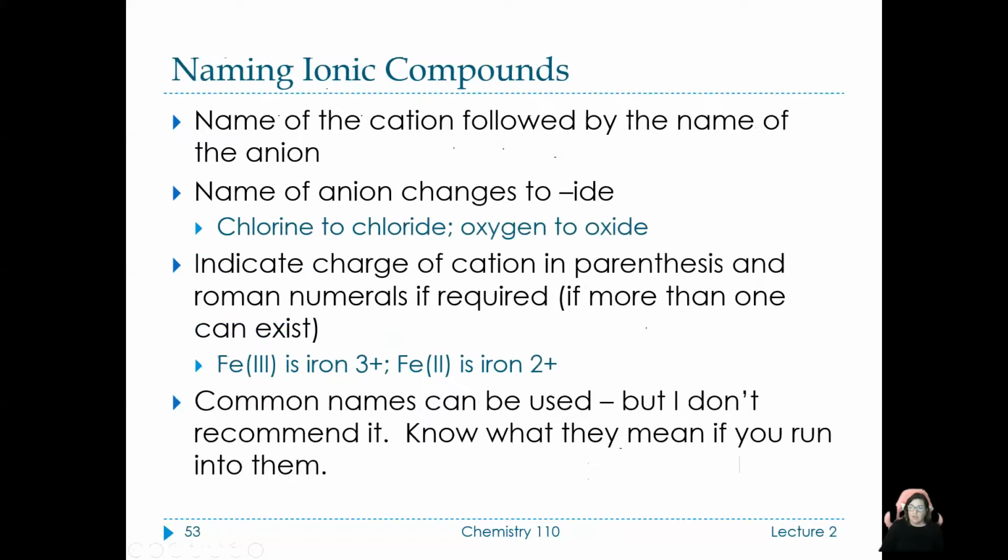Now, if I want to name an ionic compound, I name the cation followed by the name of the anion. But on the anion, we change it from chlorine to chloride, oxygen to oxide. We indicate the charge of the cation in parentheses with Roman numerals if required. So if more than one of them can exist, we absolutely have to do this. It's never wrong to do it, but you don't have to do it if there's only one thing you can get. So K doesn't need to be written as K Roman numeral 1, because it's always K+.